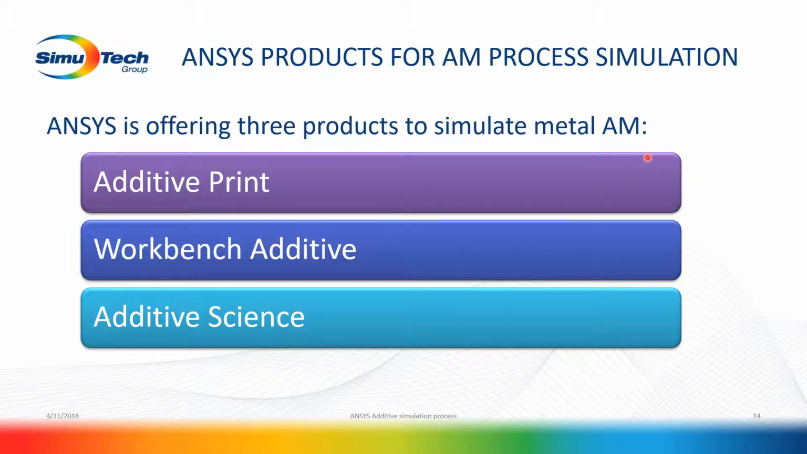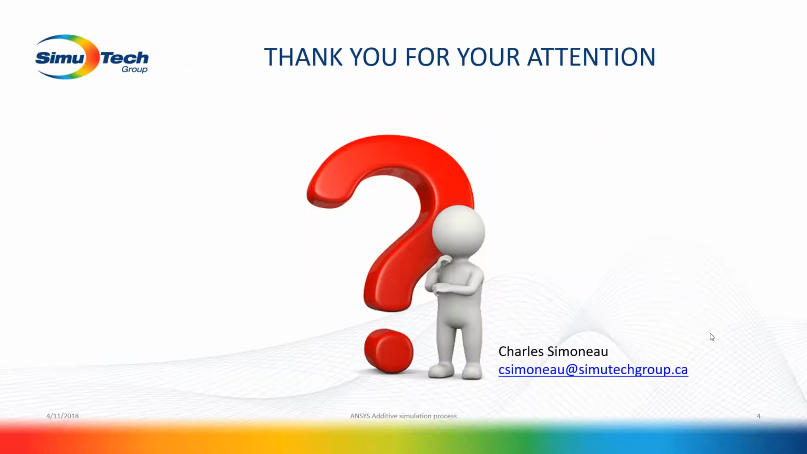Knowing that, ANSYS is offering three products to simulate metal additive manufacturing. This is always for the laser powder bed fusion. So three products: one called Additive Print, the other one Workbench Additive, and the third one Additive Science. So that concludes this video, and in the next series of videos I will be presenting these products in detail along with some demonstration.